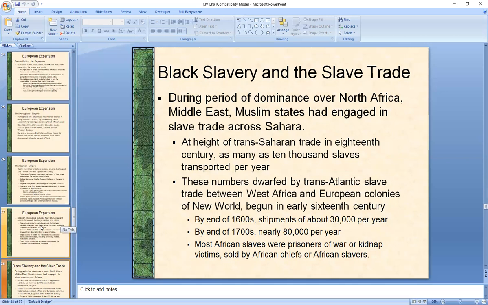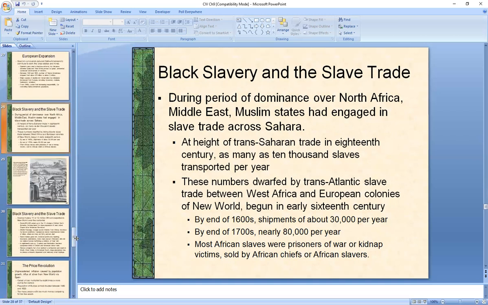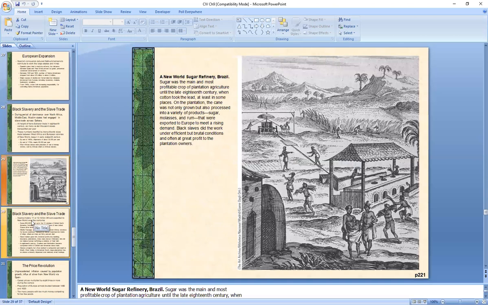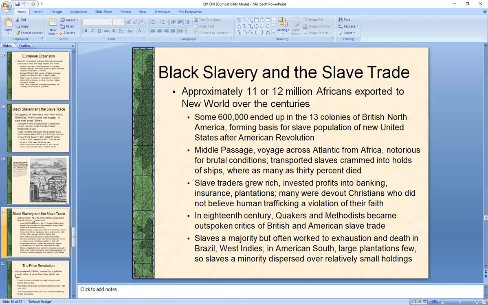Most African slaves were prisoners of war or kidnapped victims sold by African chiefs or African slavers. And here is a sugar refinery in Brazil using slave labor. Sorry, I'm starting to lose my voice. Approximately 11 or 12 million Africans were exported to the New World over the centuries.